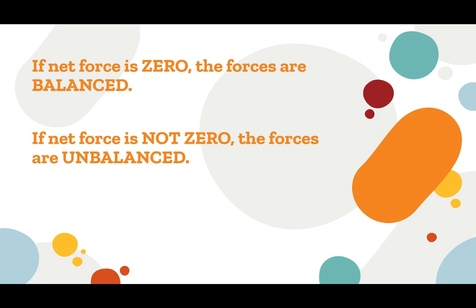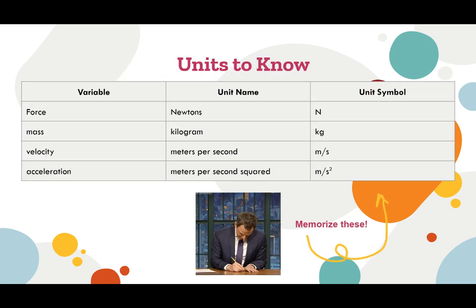If the net force is 0, then the forces are balanced and its motion won't change. And remember, balanced forces can either be at rest or at a constant speed or a constant motion. If the net force is not 0, the forces are unbalanced and the motion of the object will change.